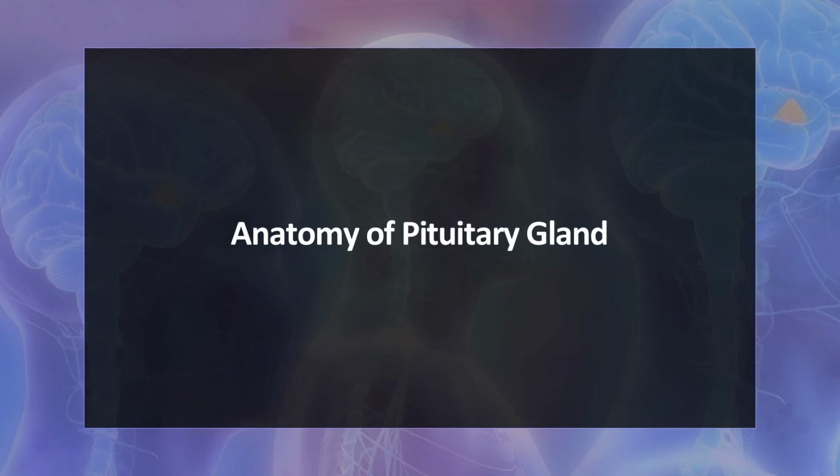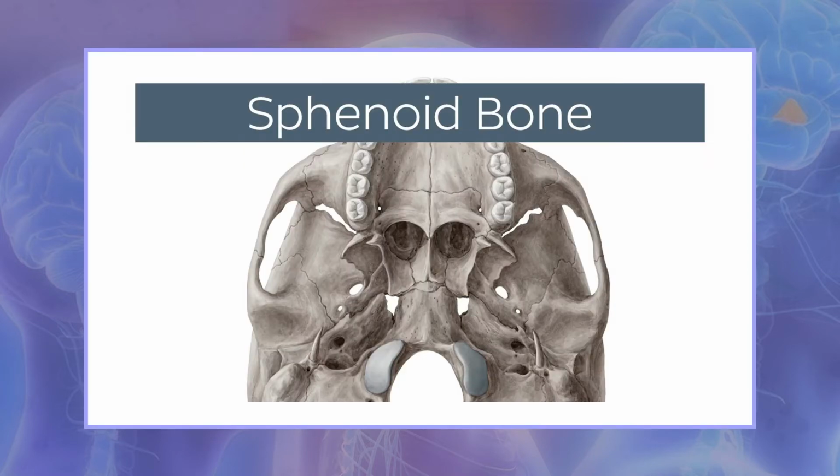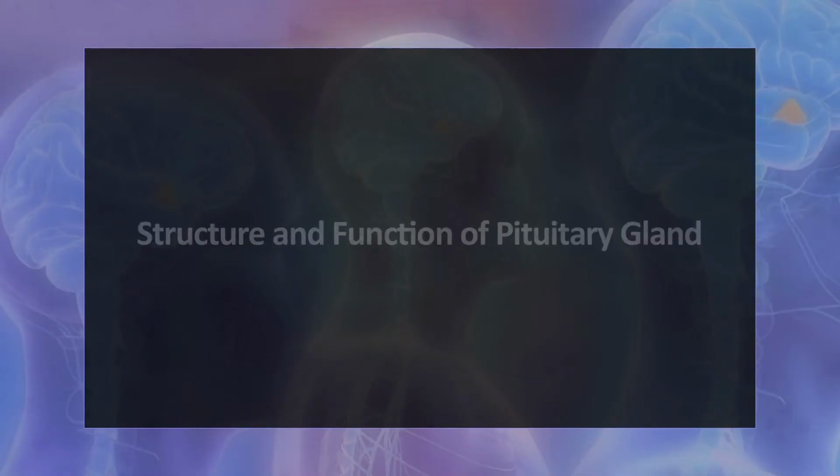Now, let us have a look on the anatomy of the pituitary gland. The pituitary gland is a small red-grey gland about the size of a pea, weighing roughly about half a gram. It is located in a sphenoid bone that hangs from the base of the brain by a short infundibular stalk just below the hypothalamus. The pituitary gland is divided in two lobes with distinct embryological origins.